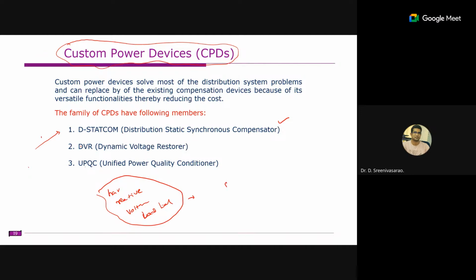And if frequency fluctuations are there, we can also include an energy storage element in this D-statcom circuit. Now that becomes an E-statcom, the energy statcom, which will inject both active and reactive power into the system. This way we can control the frequency component as well.